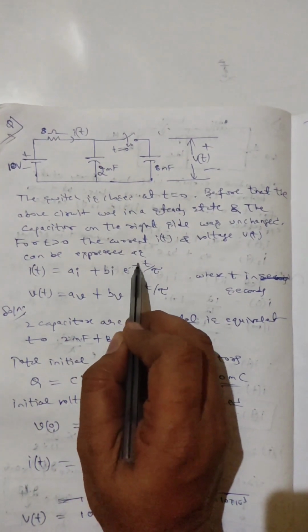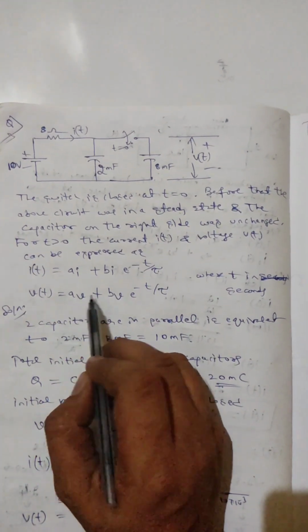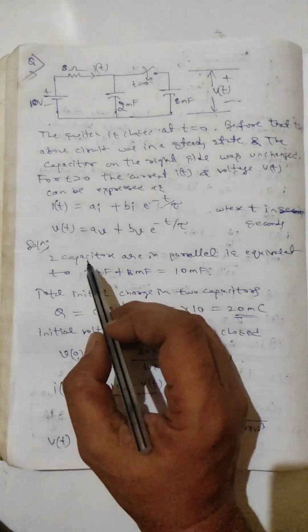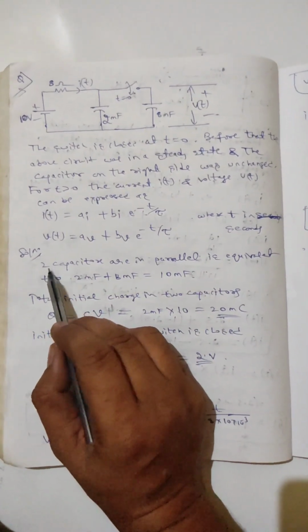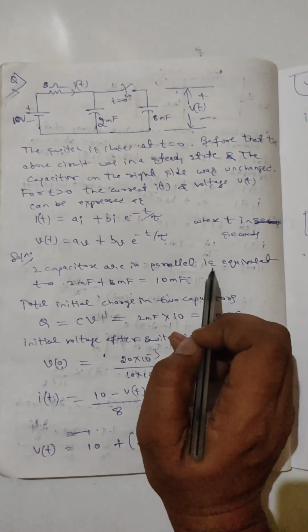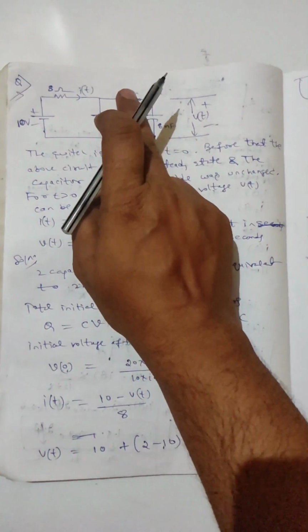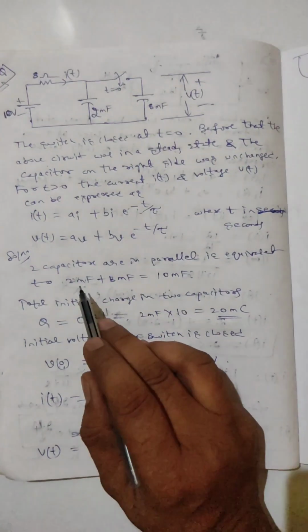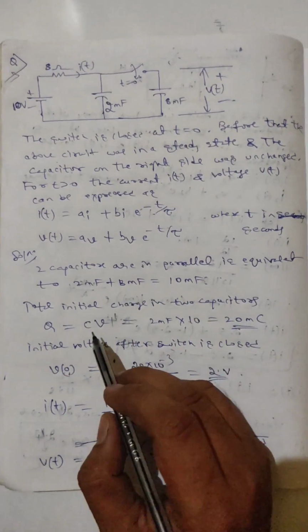AI plus BI e power minus t by tau, V of t equals AV plus BV e power minus t by tau, where t is in seconds. Now look here. When the switch is closed, the two capacitors are in parallel. So in parallel, we can add the capacitance values: 2 milli plus 8 milli, 10 millifarads.